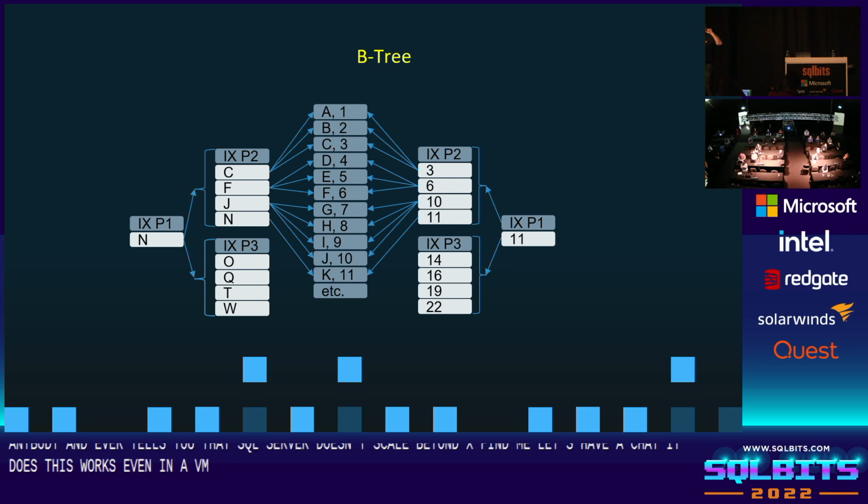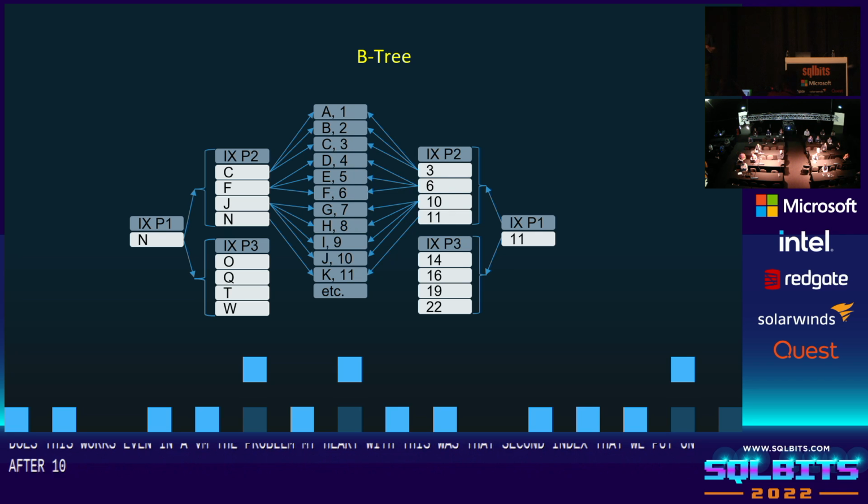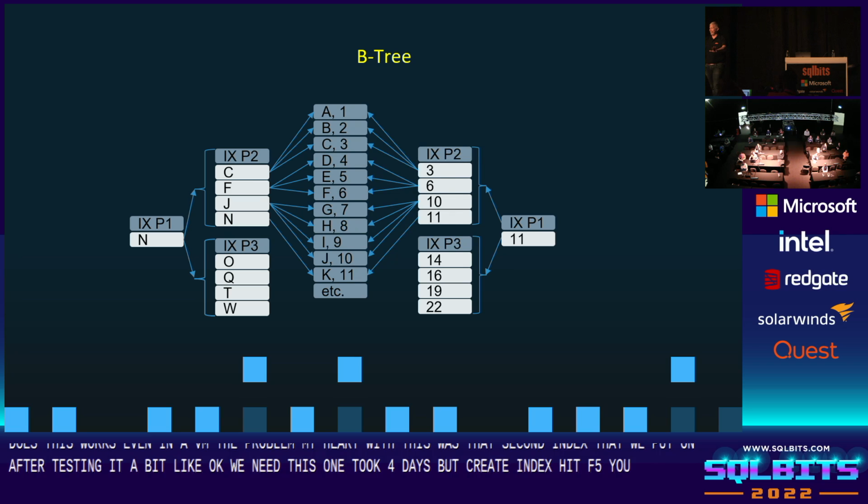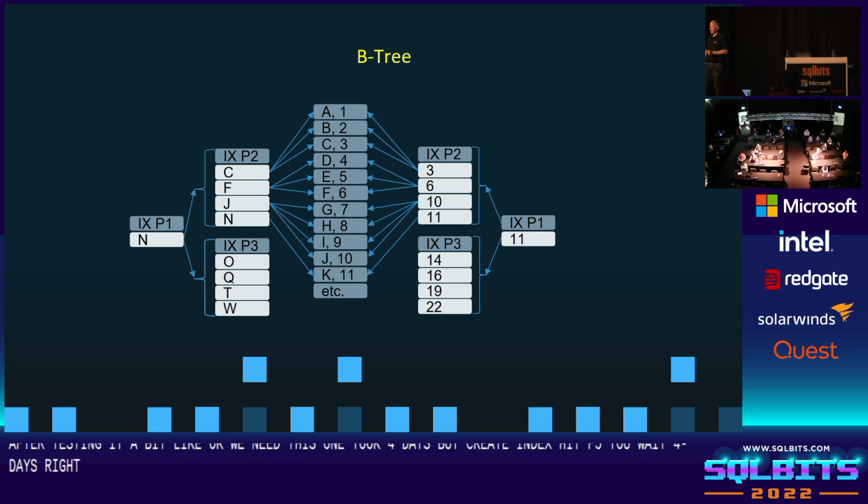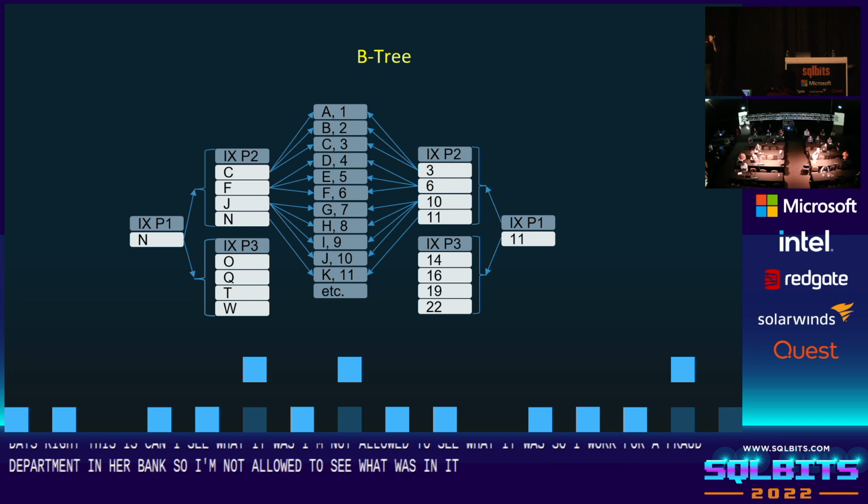Anyway, the problem I had with this was that the second index we put on, after testing it a bit and deciding we needed it, took 4 days. Create index, hit F5, and you wait 4 days. Can I say what it was? I'm not allowed to say what it was. I worked for a fraud department in a bank, so I'm not allowed to say what was in it. But it was 4 days to put an index on.